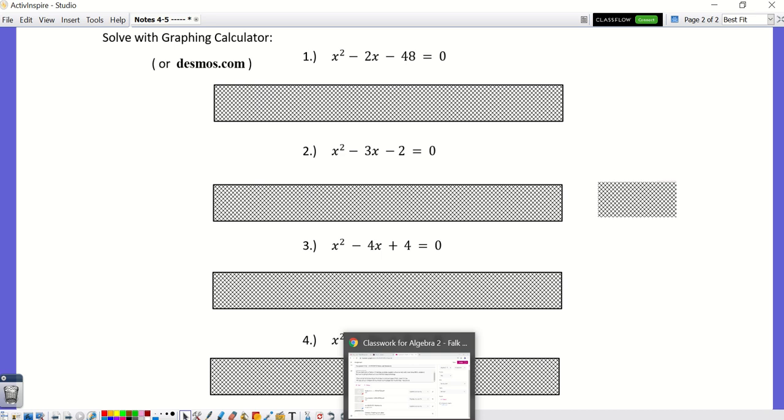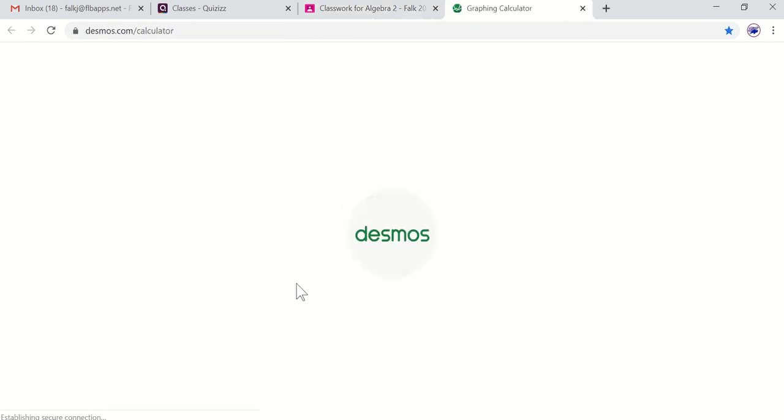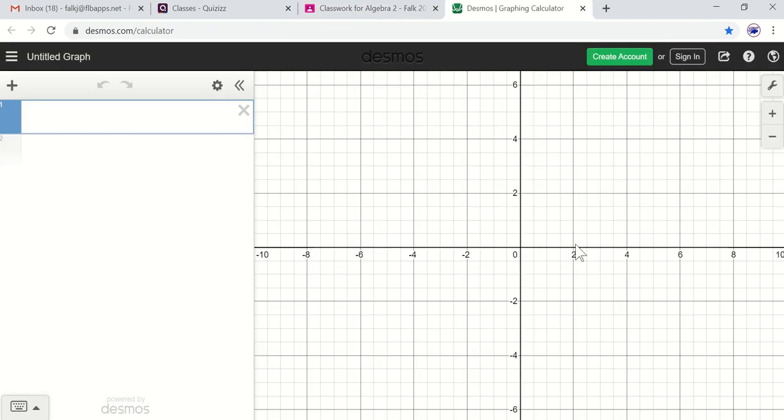Desmos.com. That's why I'm going to have that very website attached to your assignment. You could literally type in www.desmos.com and click on calculator, or just type in this whole web address. But if you click on that link, here you go.